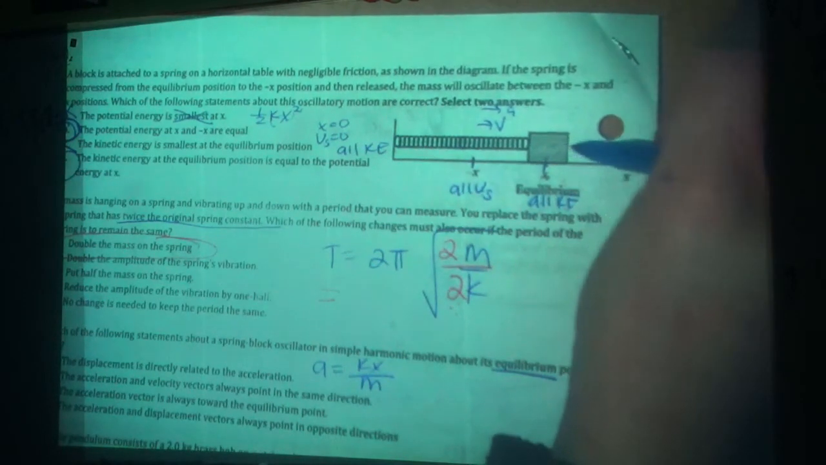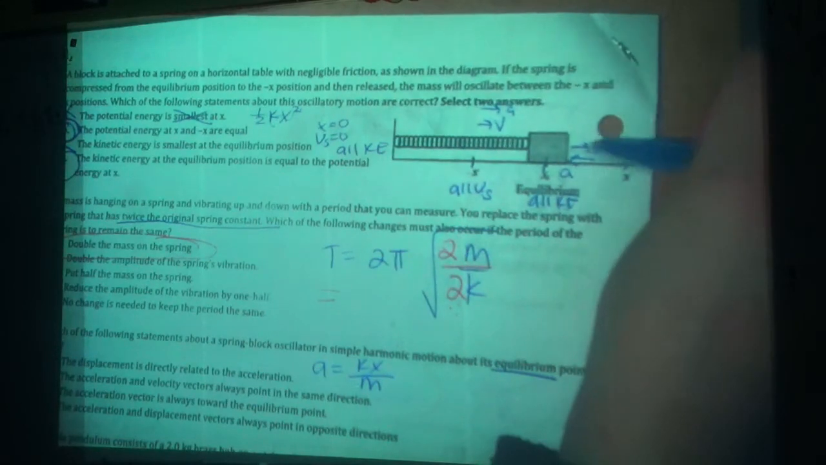Then when it gets to this point, once it passes through equilibrium, it's still moving to the right, but now its acceleration is back towards equilibrium. These are in opposite directions, which is why it's then getting slower in this point when it then turns around. So the velocity and the acceleration are sometimes in the same direction, but not always.